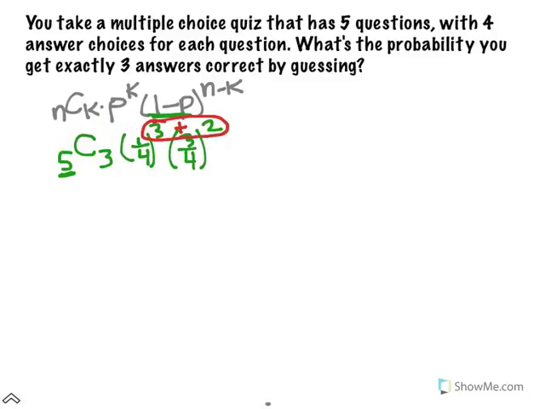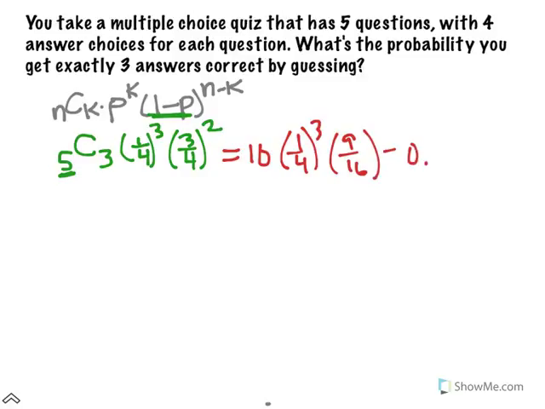Then you can just type this into your calculator. You get 5 choose 3, which is 10, then 1/4 cubed times 3/4 squared, which is 9/16. Multiplying that out, you get 0.0879. So you have about a 9% chance of actually getting 3 correct by guessing.